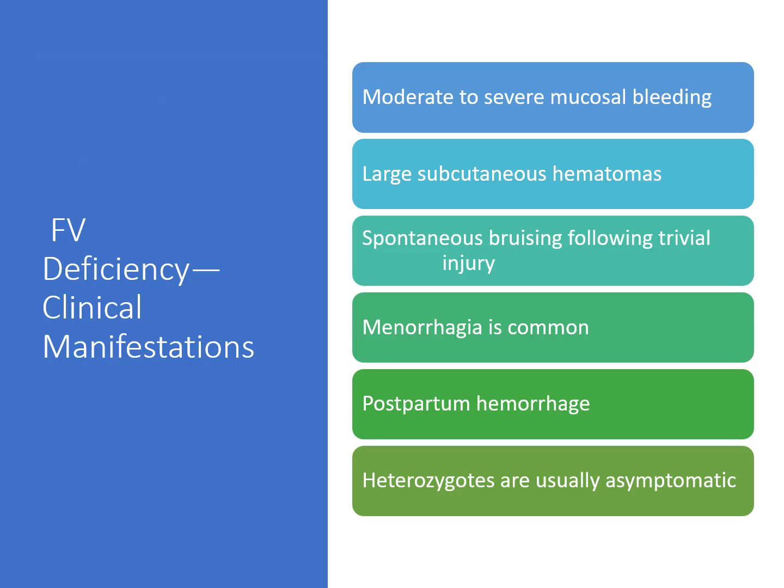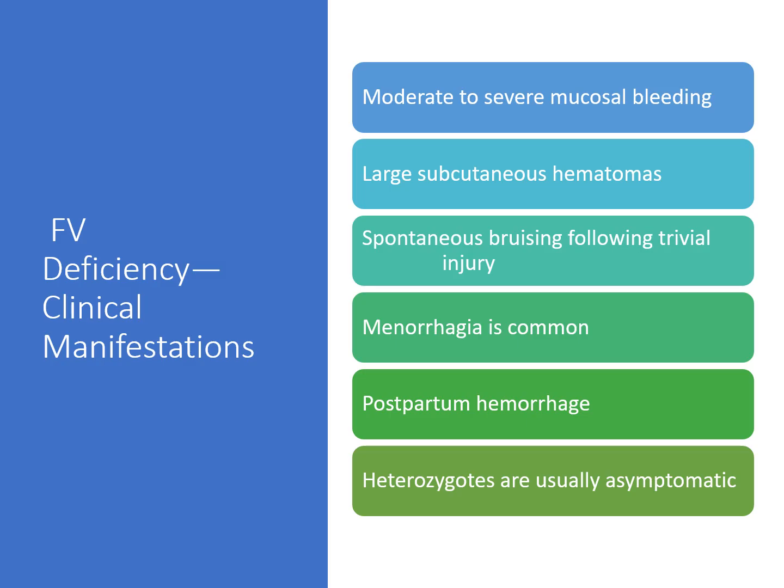If a patient were to have a factor V deficiency, some of the clinical manifestations that we may see are moderate to severe mucosal bleeding, and this seems to be kind of a pattern, I think because it's easily observable in day-to-day activities, brushing your teeth, etc. Large subcutaneous hematoma. So these patients are going to get very, very large bruises that have some blood accumulation under the skin. Maybe spontaneous bruising following trivial injury. So you bump your leg on the table and then you have a massive bruise. It just kind of seems a little bit excessive.